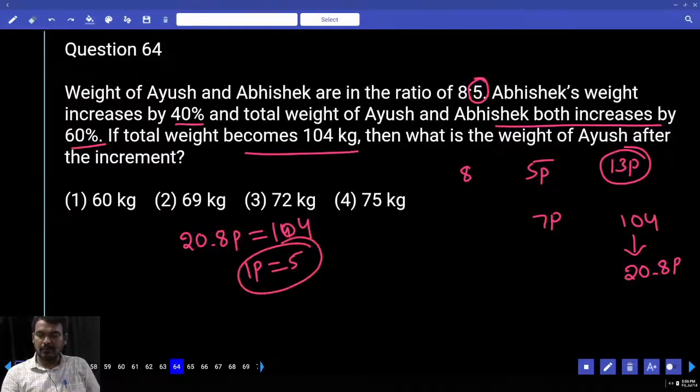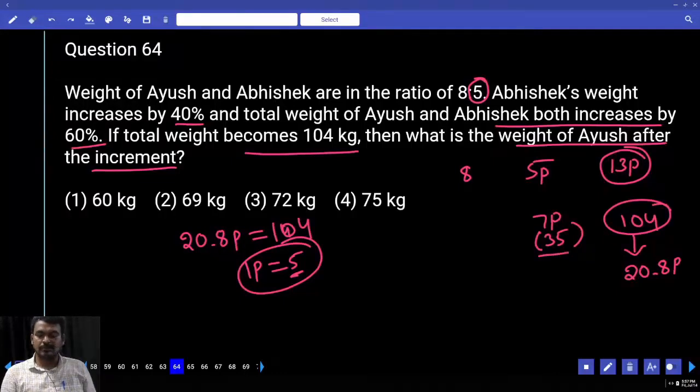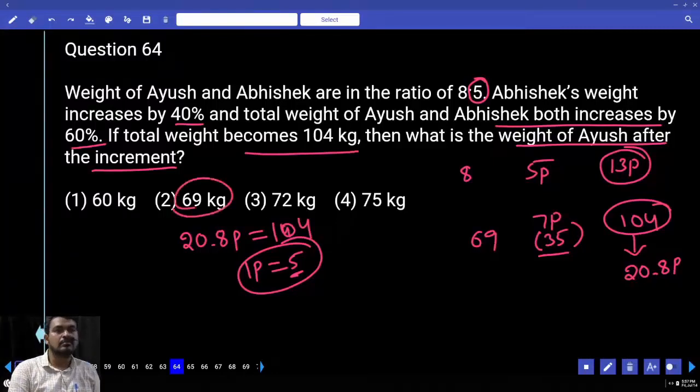And what is the question here? What is the weight of Ayush after increment or before increment? After. What is the 1 part value? 5. 7 parts value? 35. Out of 104, 35 is which one? Abhishek. What is the remaining? 69. That is which one? Ayush after increment.